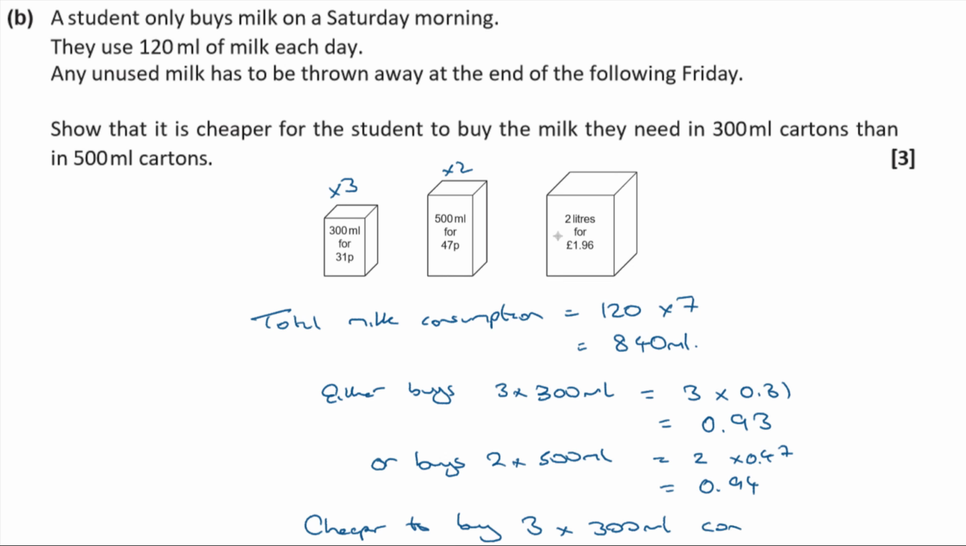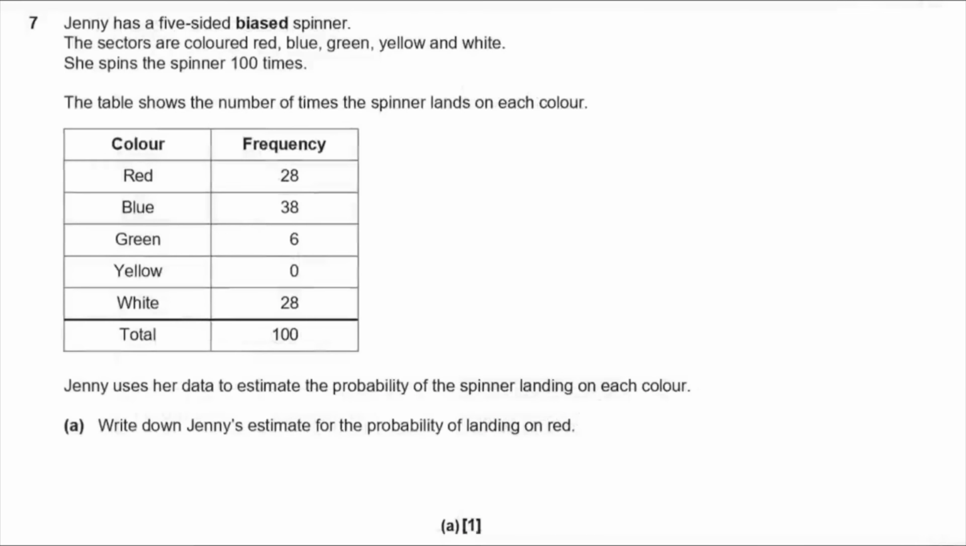millilitre containers. Jenny has a 5-sided biased spinner. The sectors are coloured red, blue, green, yellow and white. She spins the spinner 100 times. The table below shows the number of times the spinner lands on each colour. So the colours are red, blue, green, yellow and white, and you can see that they've landed on various colours various numbers of times. Jenny uses her data to estimate the probability of the spinner landing on each colour.